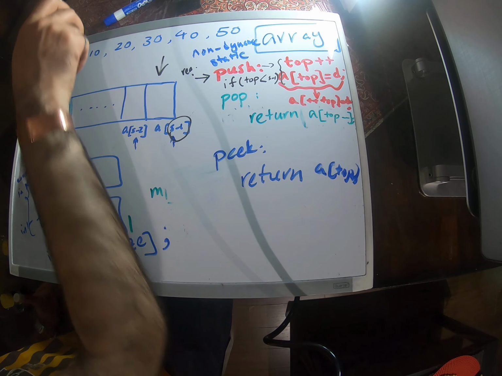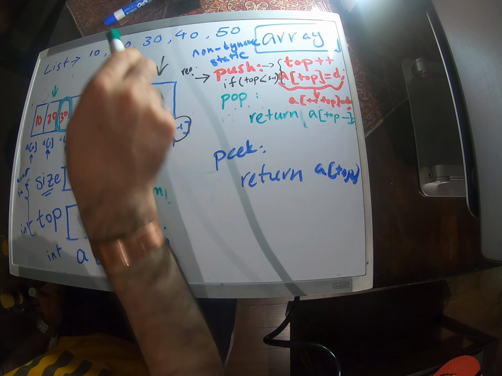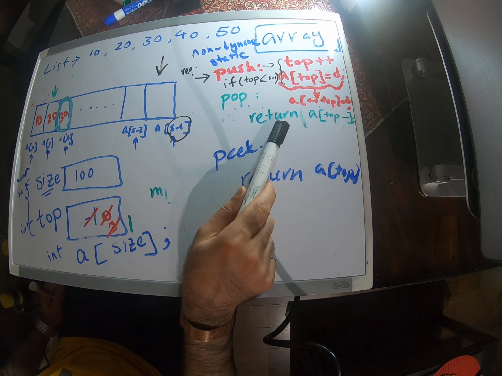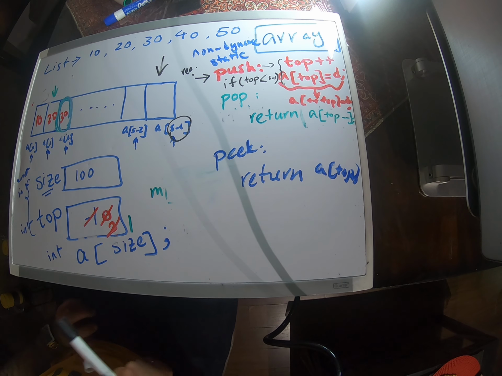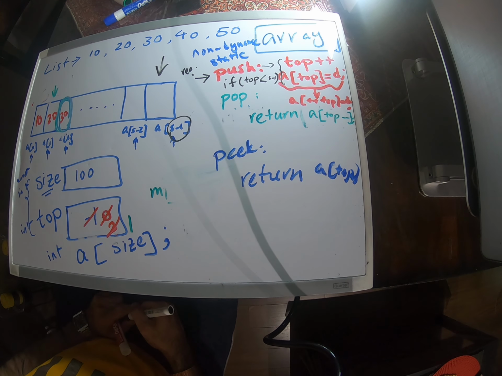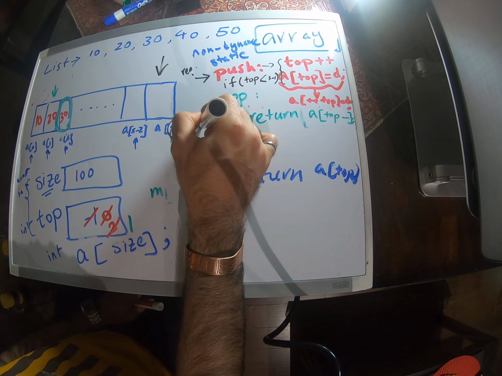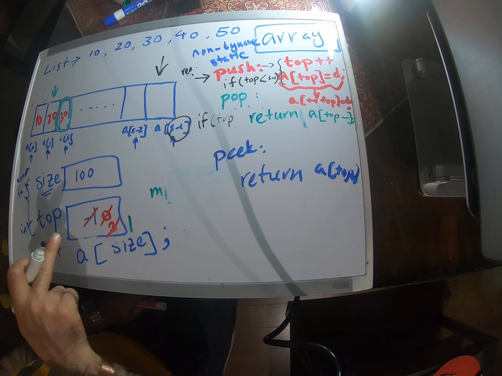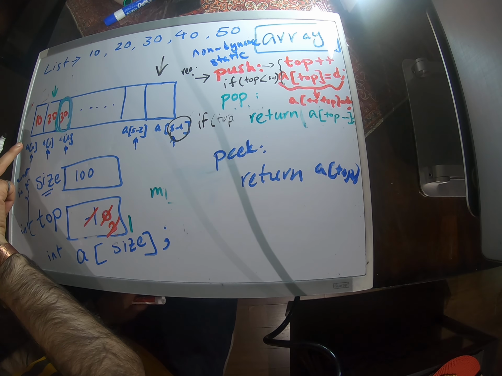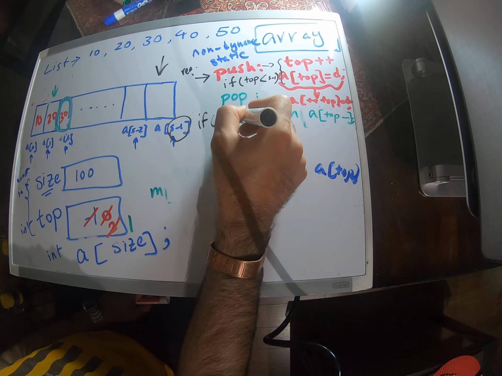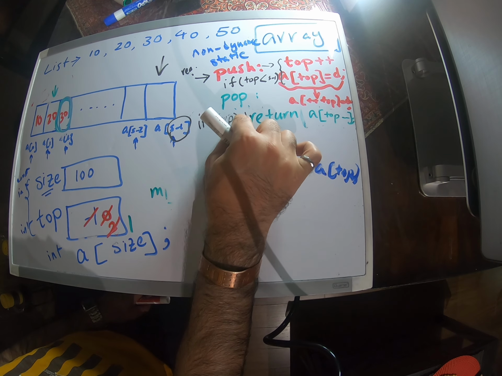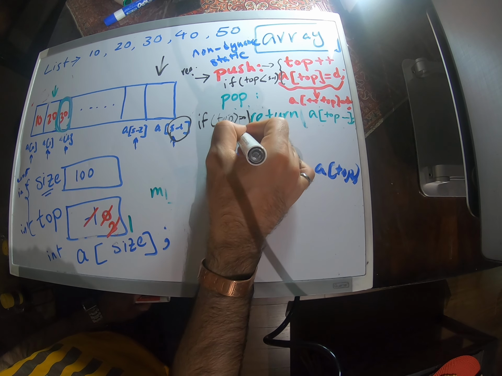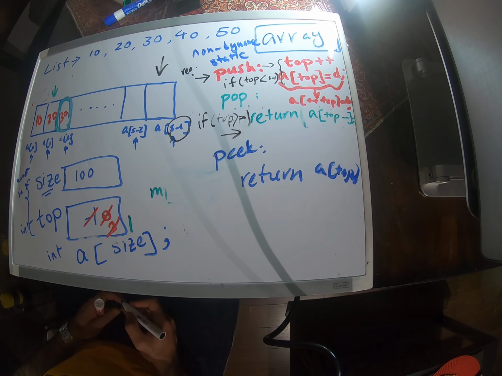Again, if you want to implement the pop function, there's one thing that you have to check. What is that thing? You have to make sure that our array is not empty, right? So we have to make sure that top, if it's -1, means that our array is empty. So we have to make sure that top is bigger than or equal 0. Bigger than or equal 0. So that's the requirement for the pop function.